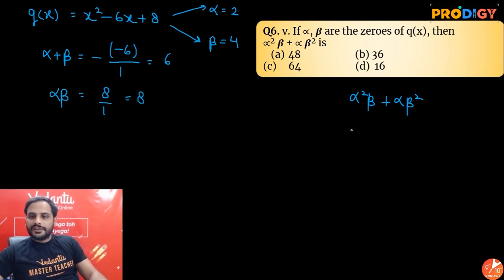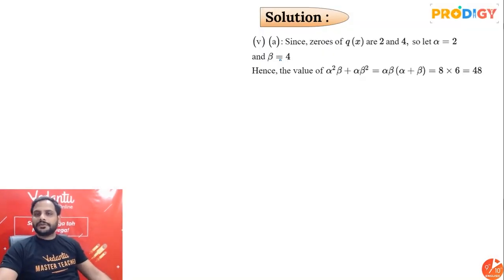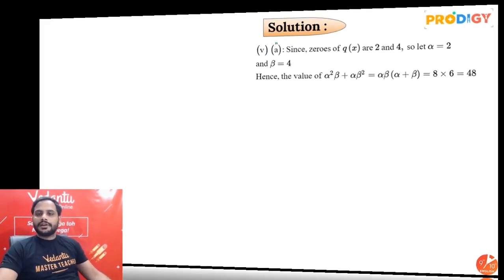Here, if you see, I can take alpha into beta common. So here I am left with alpha, here I am left with beta. Alpha into beta is 8, alpha plus beta is 6, 8 sixes are 48. Alright. So option A will be your correct answer, 48, as simple as that. Option A is your correct answer.